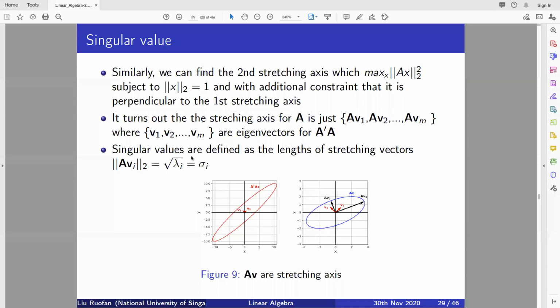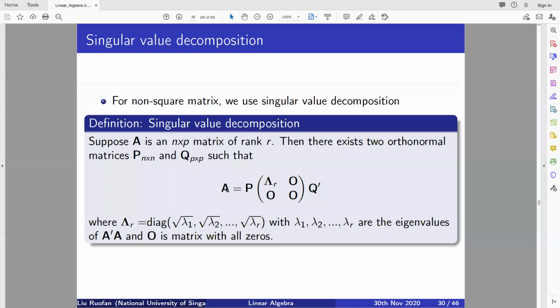And for a non-square matrix, we use singular value decomposition. The format is very similar to spectral decomposition, except that the middle matrix is not full rank, because A can be any matrix and it is non-square, so it is not a full rank matrix. And the rank R may not equal the number of rows or the number of columns. So there will be redundant columns or redundant rows. So we can only find R non-zero eigenvalues of A transpose A.